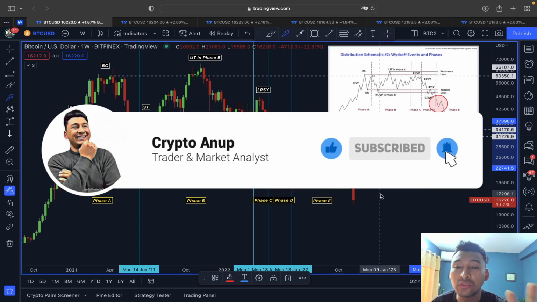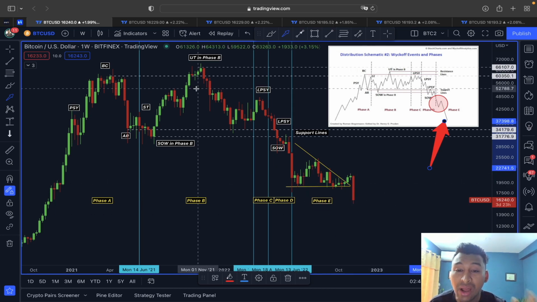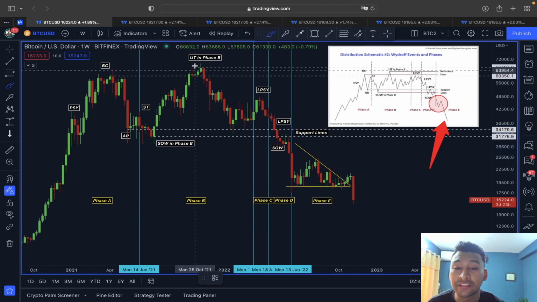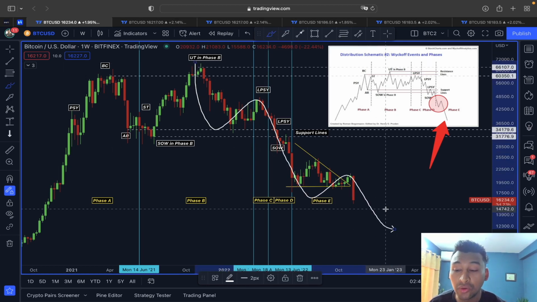Now talking about this Wyckoff distribution schematic 2, according to this Wyckoff, as you can see the price right now is in this phase E, and in phase E after some range bound, after some relief rally, at the end the price continues towards the original direction, and in our case the original direction is still heading here to the downward direction, because this here is a lower highs, lower lows continuation pattern.